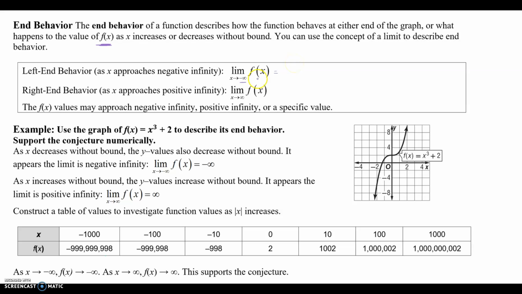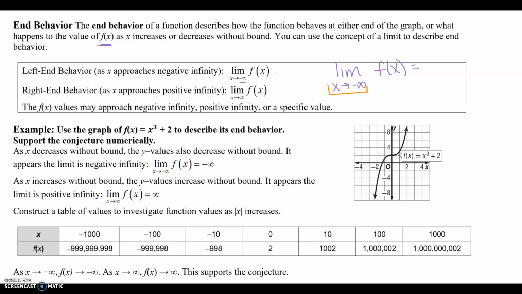So essentially what this is saying is as the x values are going closer and closer to negative infinity, what is happening to the y values? One thing to take note of is when we write the limit as x approaches negative infinity or positive infinity, notice that the x approaches negative infinity is directly under the limit, and then f of x is written separately. That's really important for notation. If you write it incorrectly, you will lose points.